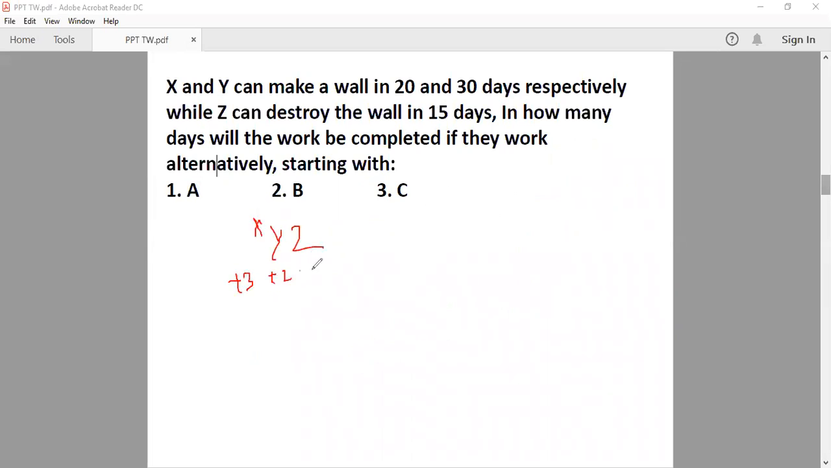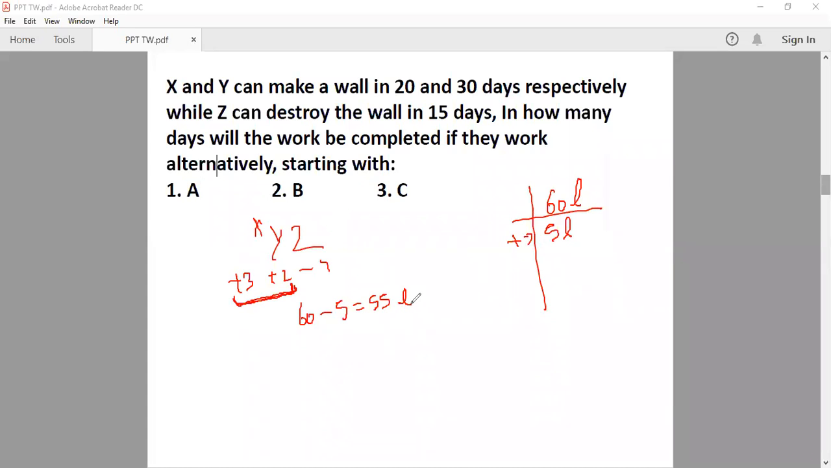+3, +2, -4, we always reserve the positive impact. Remember this, we always reserve the positive impact. So the total capacity was 60 liters. What is the positive impact? Positive impact is 5 liters. So what is left? 60 minus 5, 55 liters.